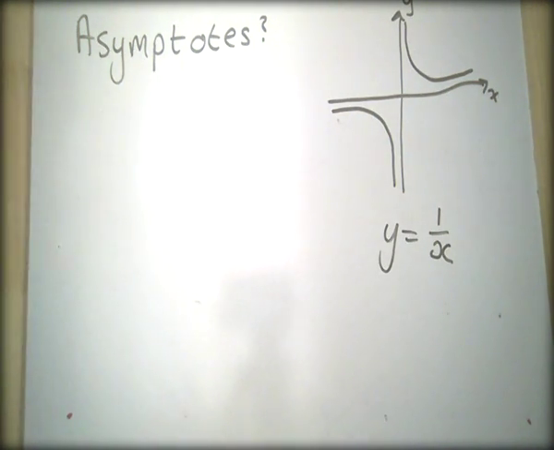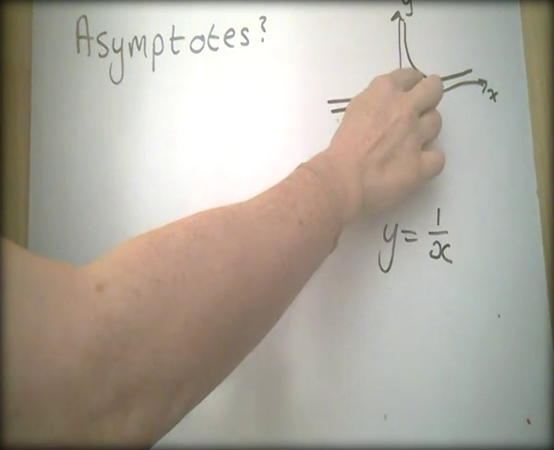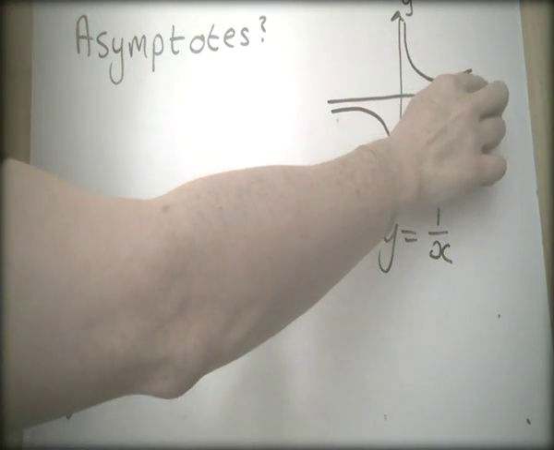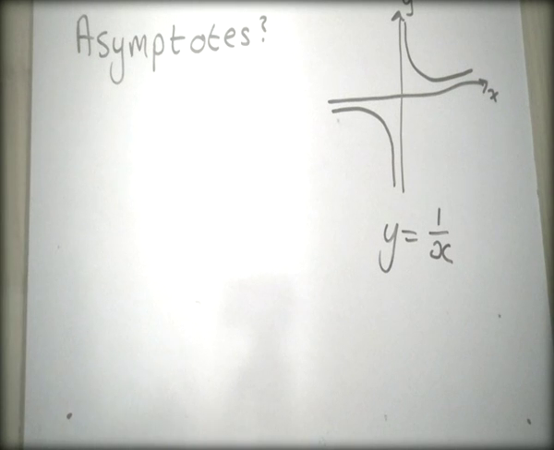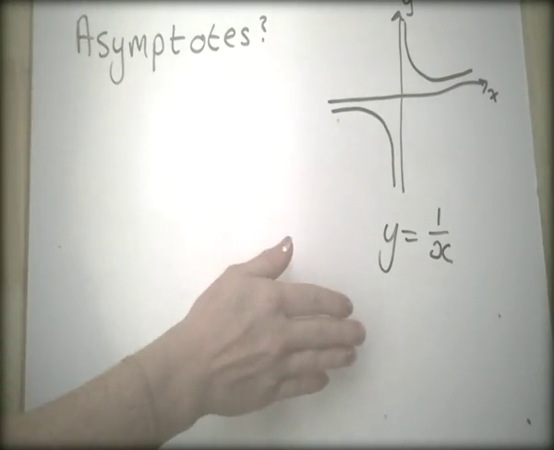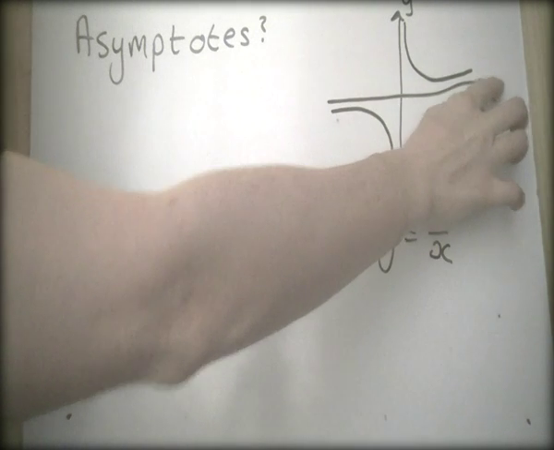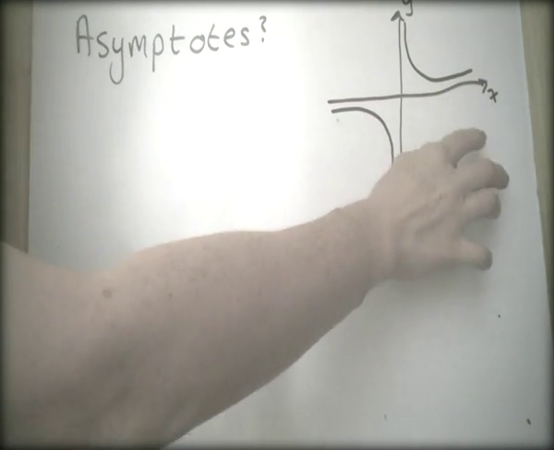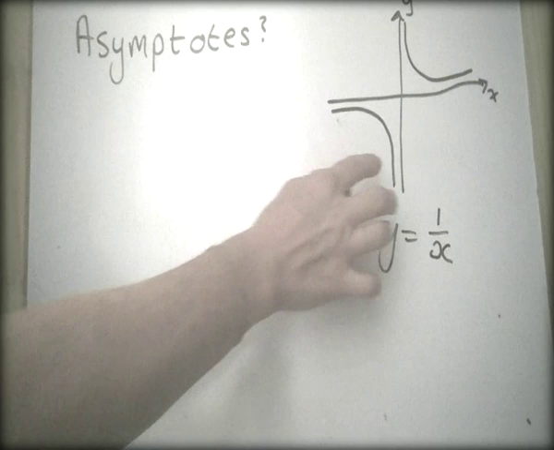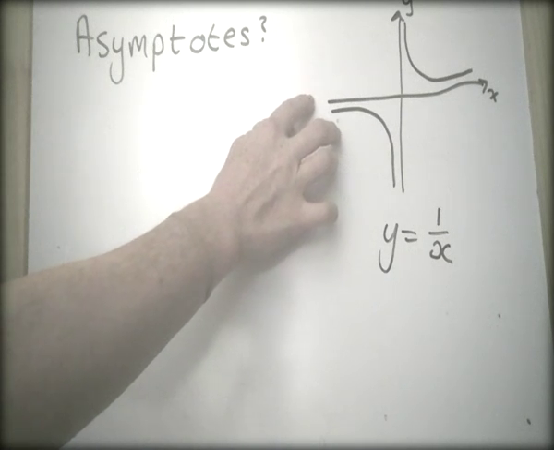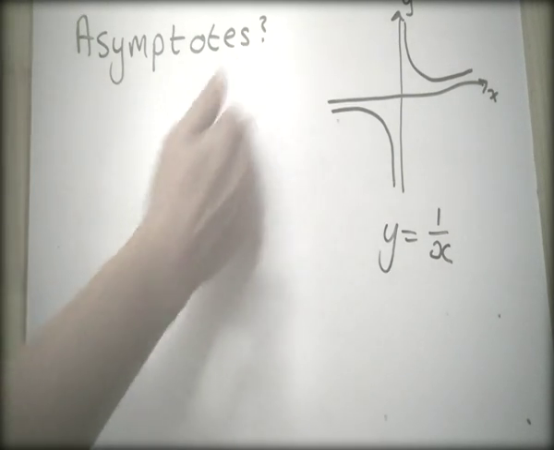Okay, so what is an asymptote? Well, this graph here will tend towards the x-axis, getting closer and closer and closer, but will never cross. So the idea of tending towards a value but never meeting that value is what an asymptote is. So as x tends towards plus infinity, this graph tends towards the x-axis, or y equals 0, and when the graph tends towards minus infinity, it also tends towards 0.